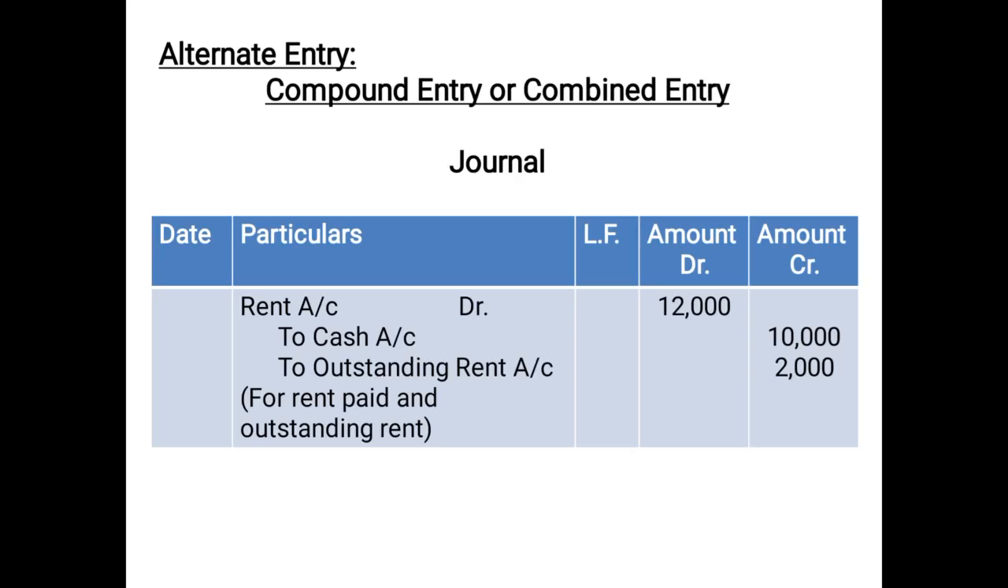What can be the narration? For rent paid and outstanding rent. So it is up to you. You can pass those two entries separately, or you can pass a compound entry like this. It is better if you pass the combined entry. It looks better.